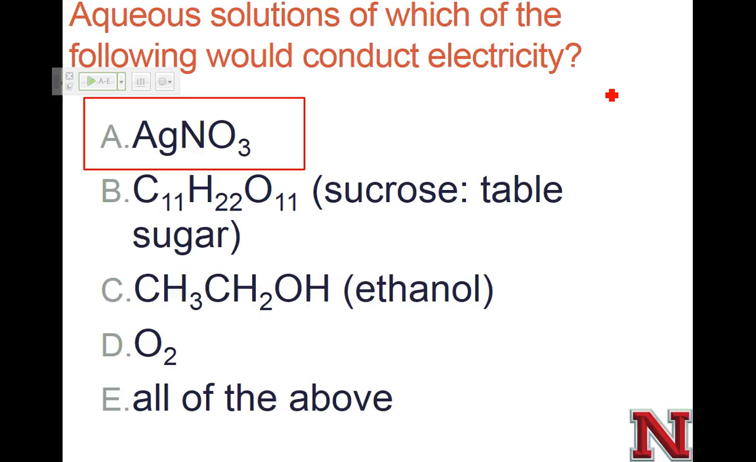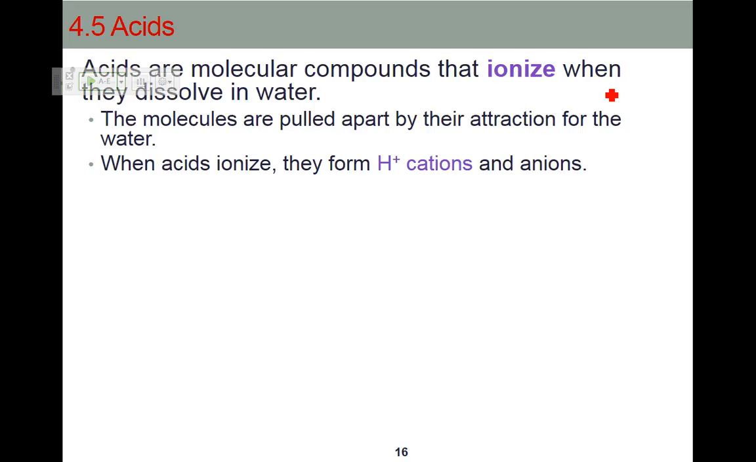Ethanol is also a molecular compound, and does not form ions in solution. And O2 is a molecular compound. Those are all covalent bonds, so they don't form ions in solution. So the only ones that conduct electricity are the ionic compounds that dissolve.